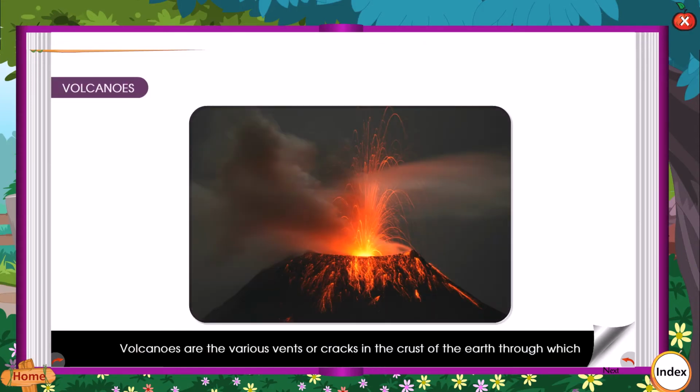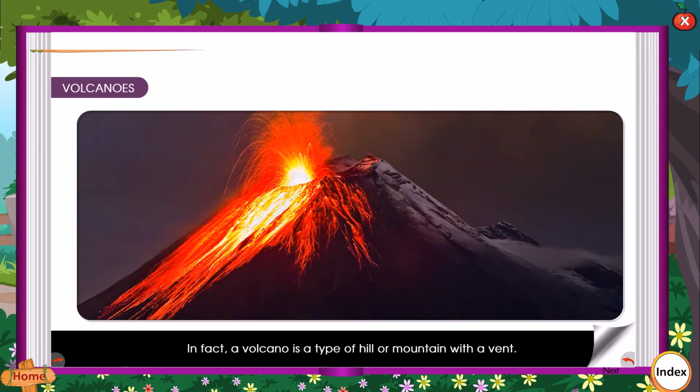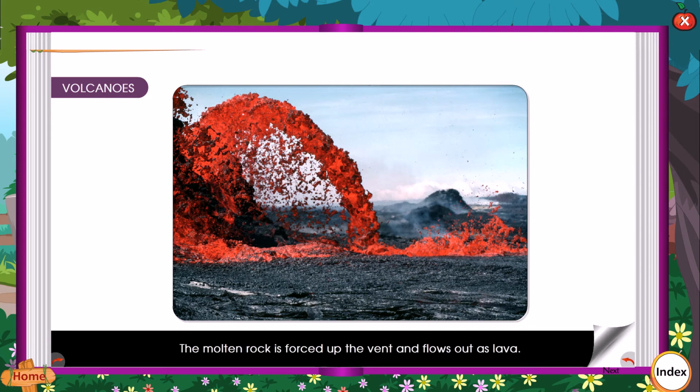Volcanoes. Volcanoes are the various vents or cracks in the crust of the earth through which the molten rock or the lava is forced out to the surface. In fact, a volcano is a type of hill or mountain with a vent. The vent reaches down to a chamber of molten rock under the ground. The molten rock is forced up the vent and flows out as lava.